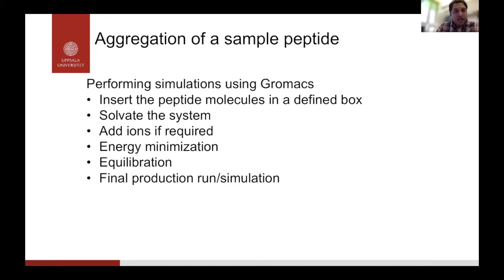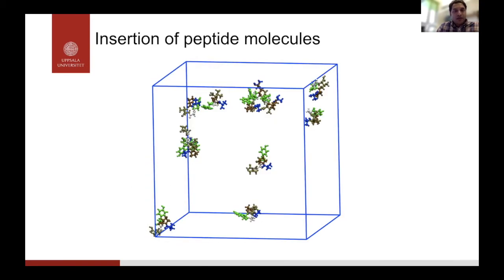So once you have the topology files, to perform the simulation, now you need to define a simulation box. And in the simulation box, you need to enter the number of peptide molecules at your desired concentration. And once you have inserted all the peptide molecules, then you need to add the water molecules to solvate the system. Then you need to add the ions if required to make the overall system neutral. And then you need to perform the energy minimization, equilibration, and production run.